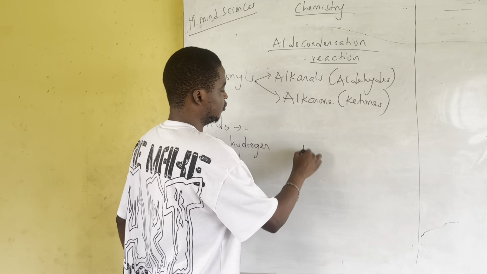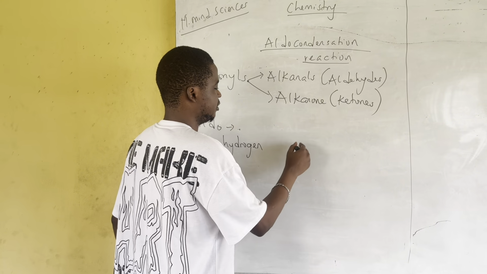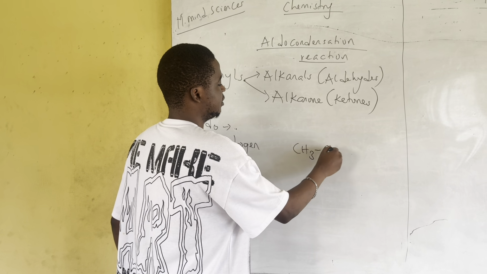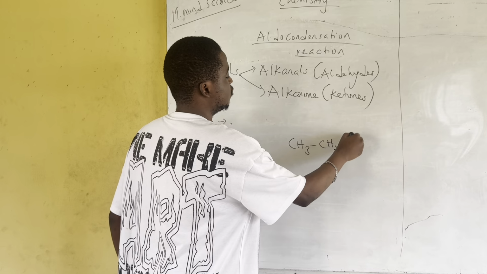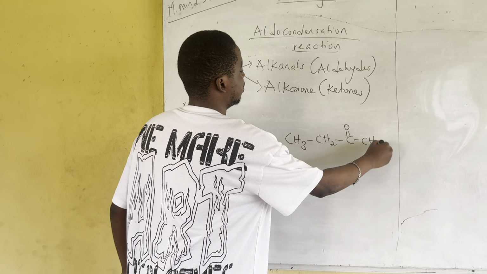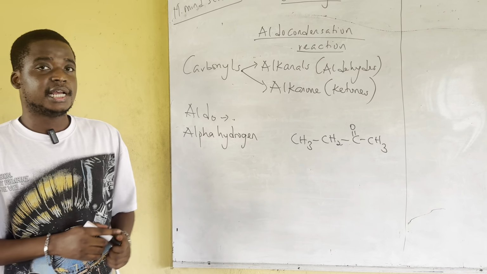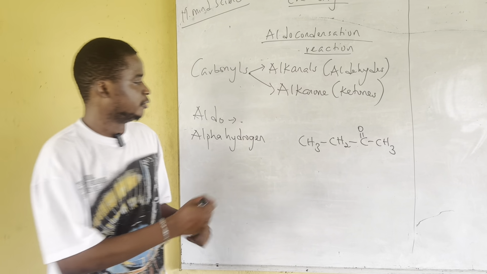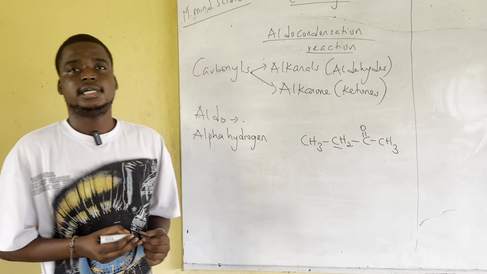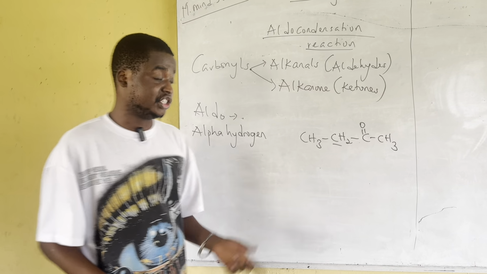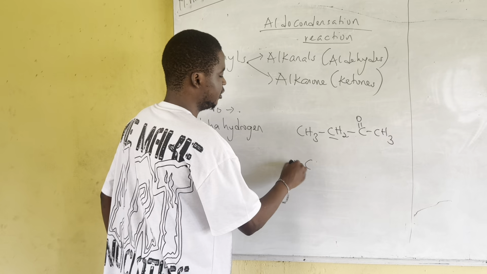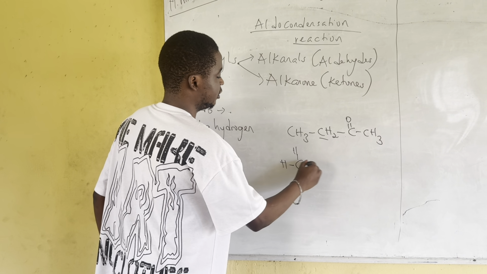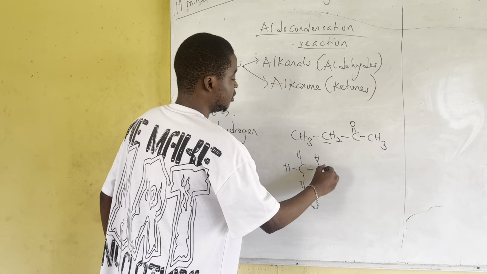Let's take this to be a ketone: CH3, CH2, C double bond O, CH3. Let's use this as a case study. This is a ketone because the carbonyl group is not at the terminals. If you draw this in a straight chain, you have CH3, CH2, then C double bond O, then CH3.